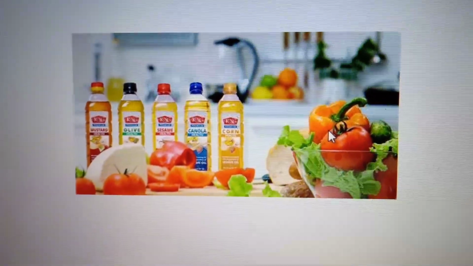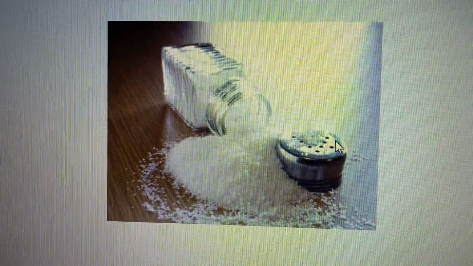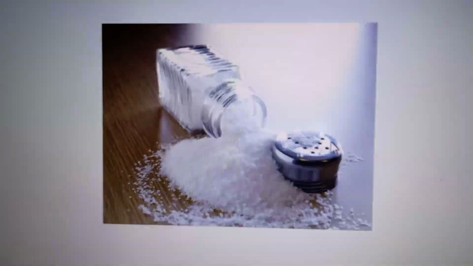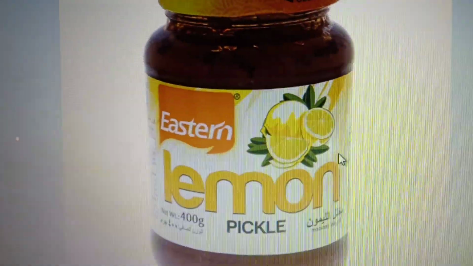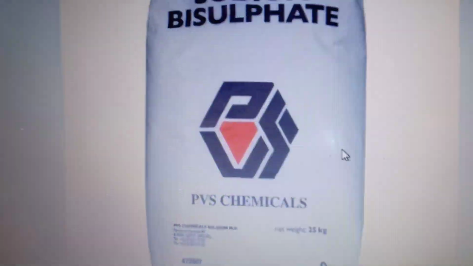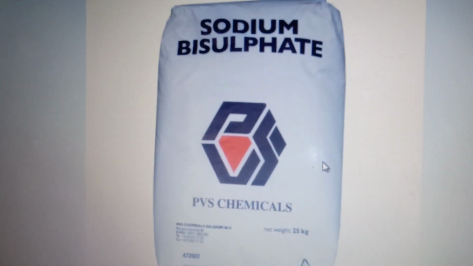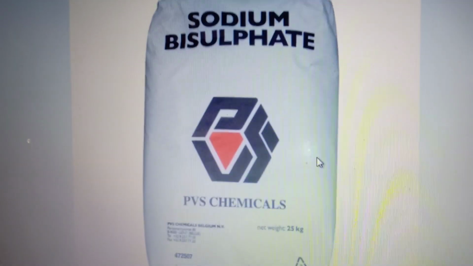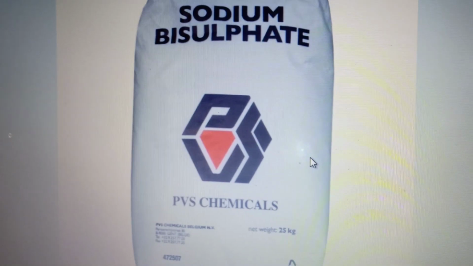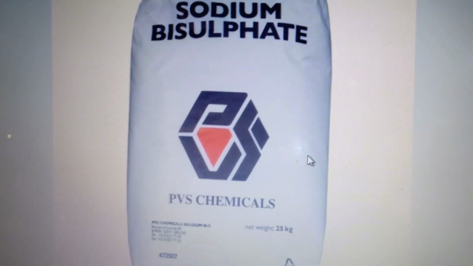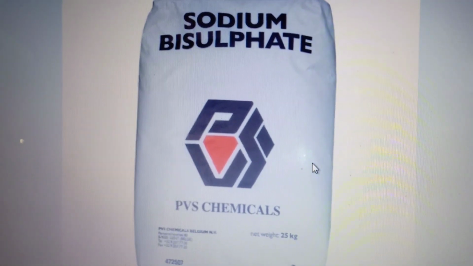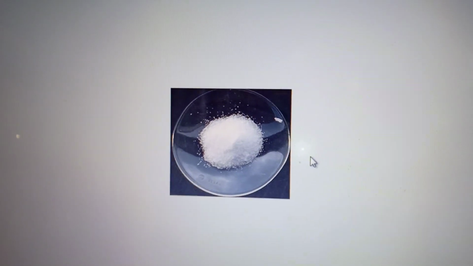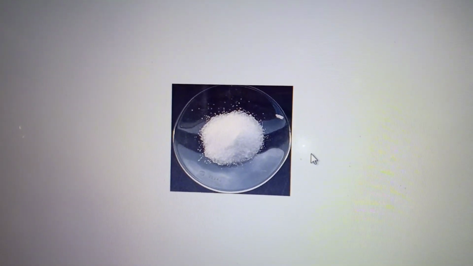Sodium benzoate and sodium metabisulfite are common preservatives. They are also used in the preparation of jams and squashes. If you add the preservative, it will protect the food from spoilage.